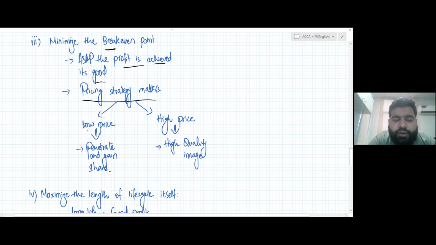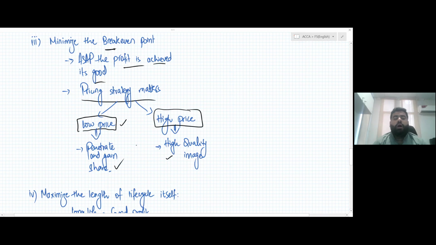Like if you want to gain market share, or you want to enter the market faster, just sell your product at a low price. And if you have a high-quality image, just sell your product at a high price. If you want to earn fast and your product is not that high quality, and everyone is not dying for your product, then don't sell it at a higher price. No one will take it. They're not dying for you.